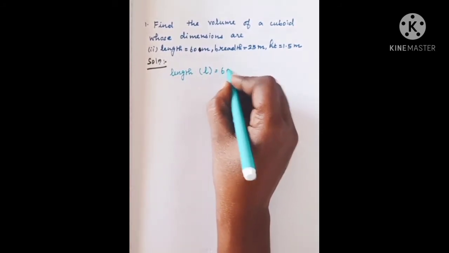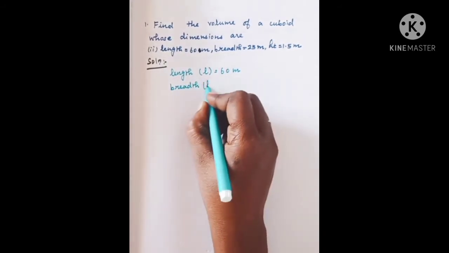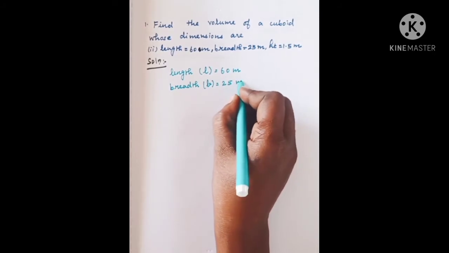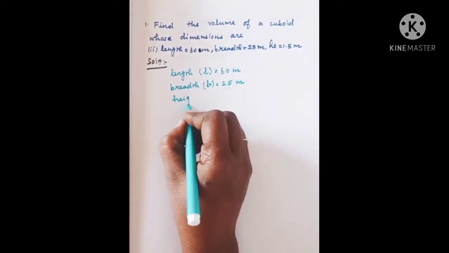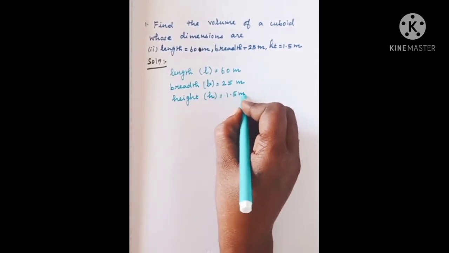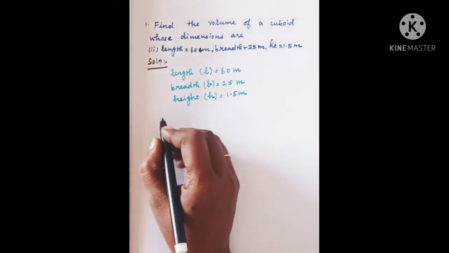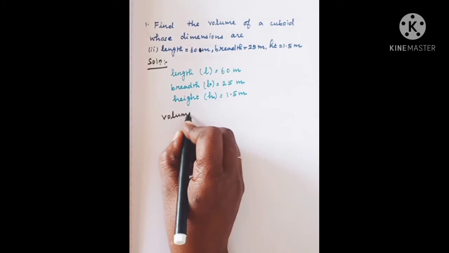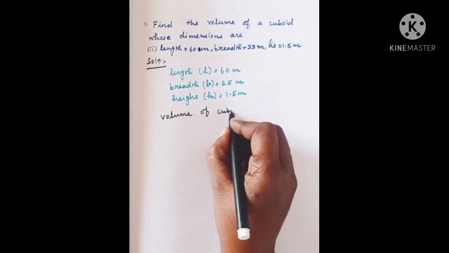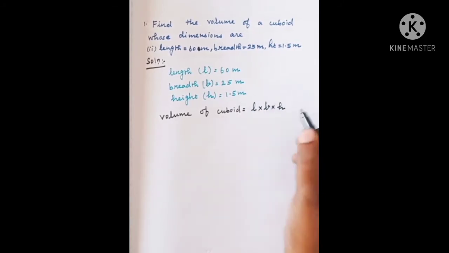Length is nothing but 60 meter and the breadth, what is the breadth? B. B is nothing but 25 meter and the height is taken as H. Height is nothing but 1.5 meter. Now we have to find the volume of cuboid. What is the formula to find the volume of cuboid? Volume of cuboid is equal to L into B into H.